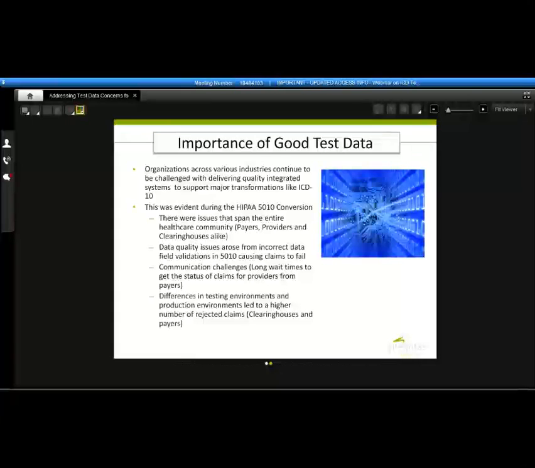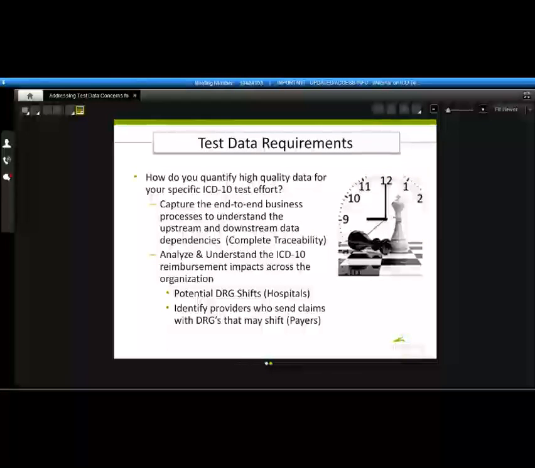I'm going to go on to the next slide about test data requirements, and Dexter is going to speak to this one as well. One of the things we all would agree on, based on our experiences in the past around test data, is that it's very important. One of the first things you want to start to define in your organizations are what are our test data requirements, and how do you quantify which specific ICD10 data that we need.